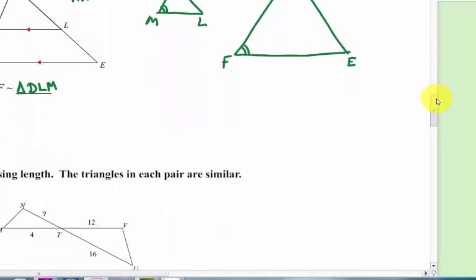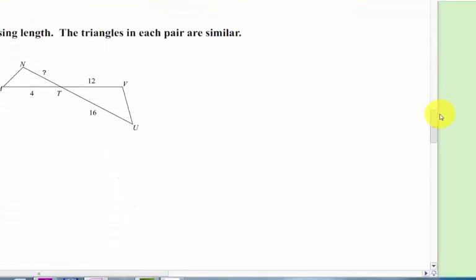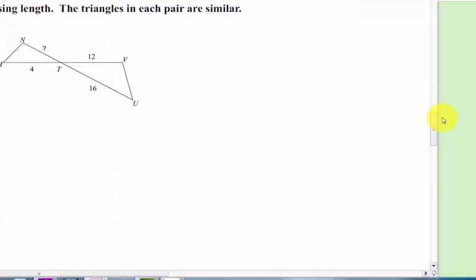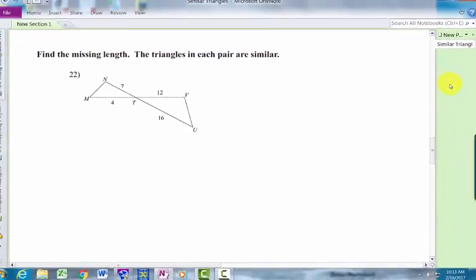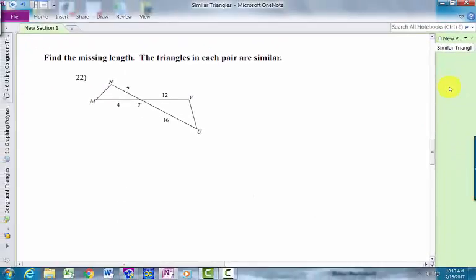All right, here we go. Let's move on down. Number 22. We've got to find the missing length. They are telling us that the triangles are already similar. So they're saying the angles are congruent and the sides are proportional. We know that these side lengths have to be proportional. We don't have to prove that the triangles are similar at all. We can just make proportions. So we're going to set up a proportion.